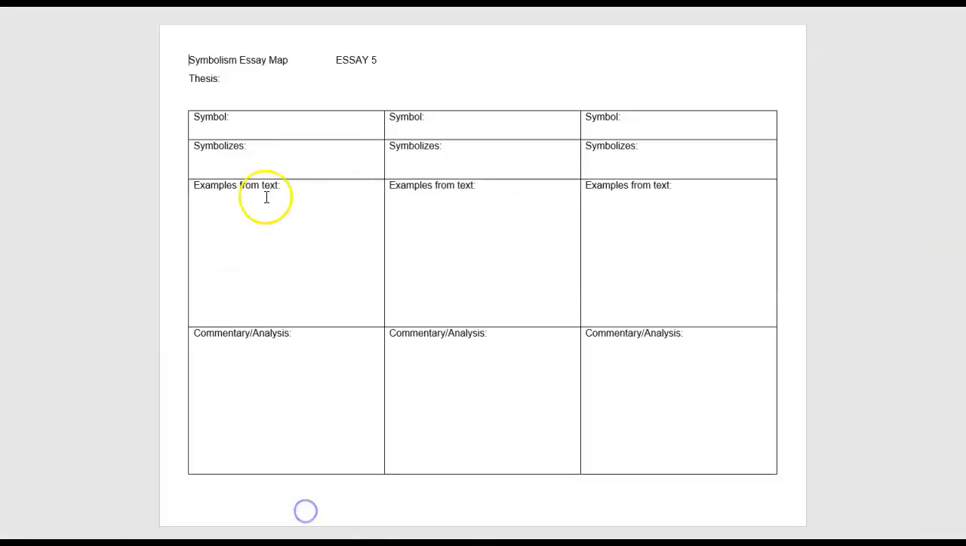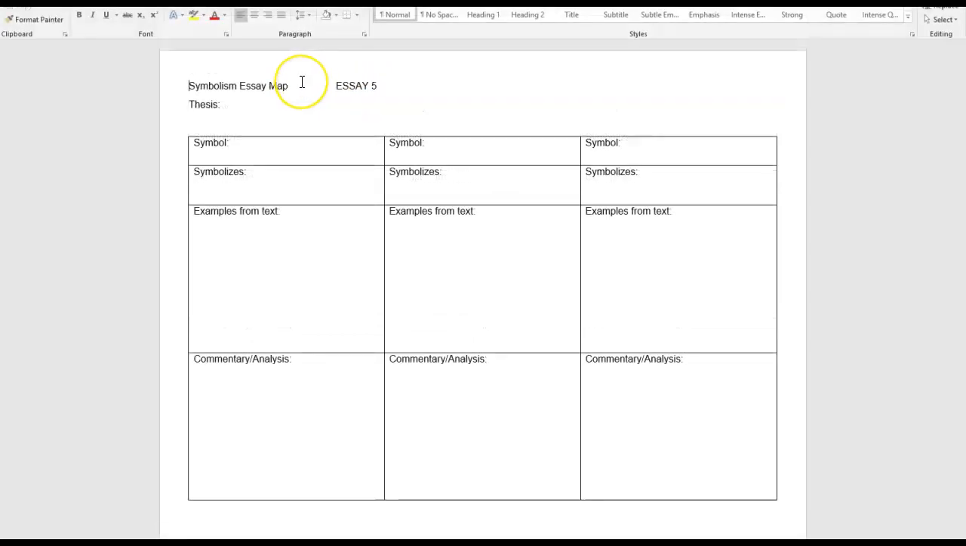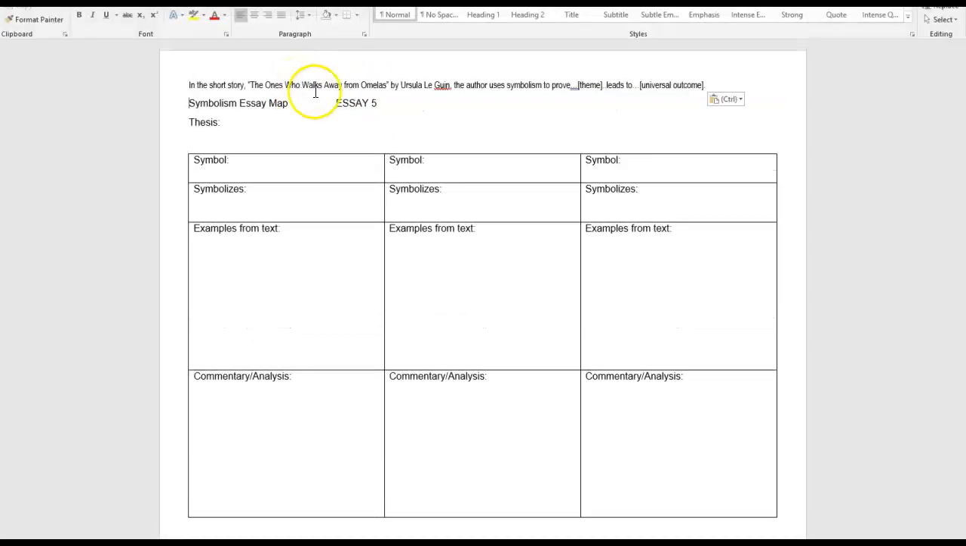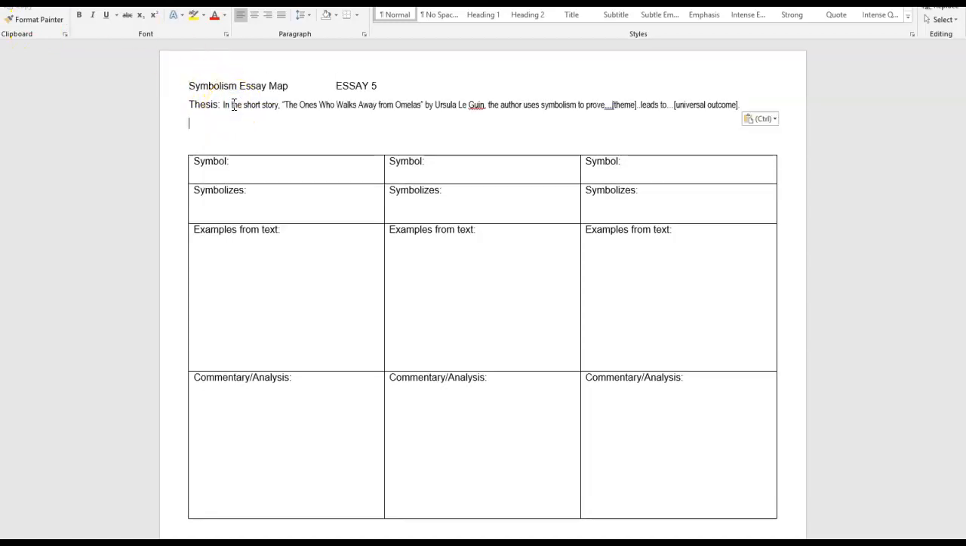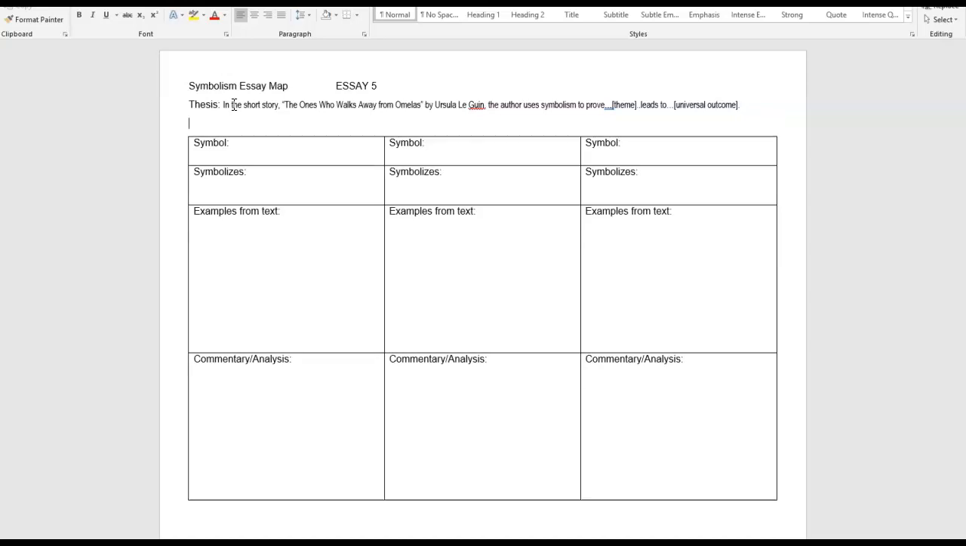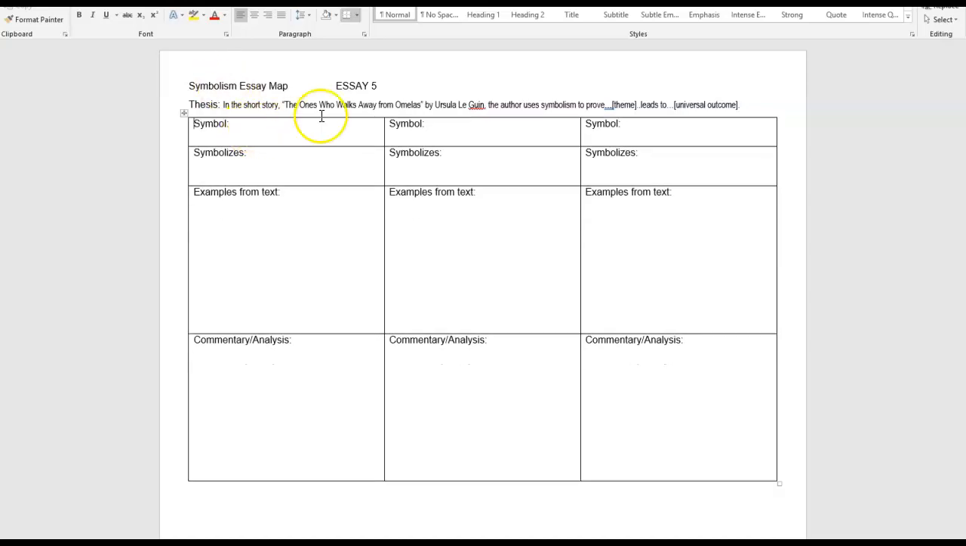When you go to your map, you will present the entire thesis statement there. I'm having trouble with my buttons today. All right, there we go. We're in business. All right, so make sure that you have your entire thesis statement there.